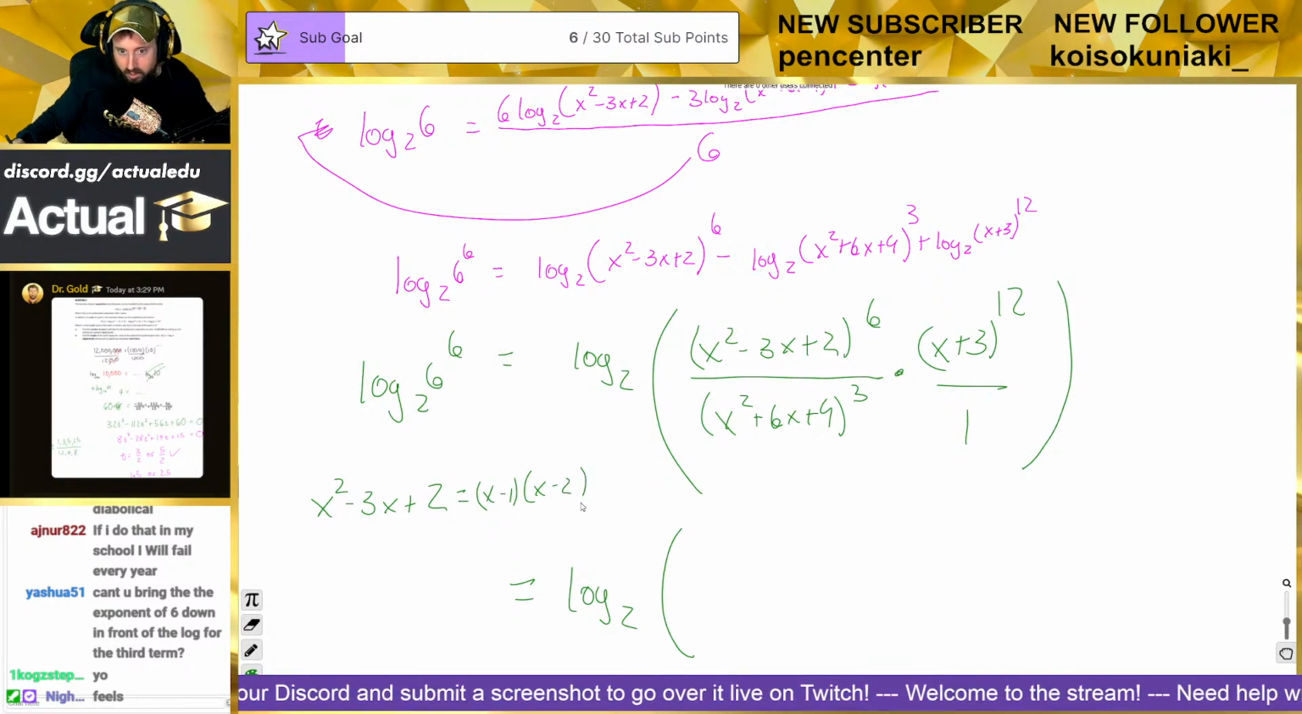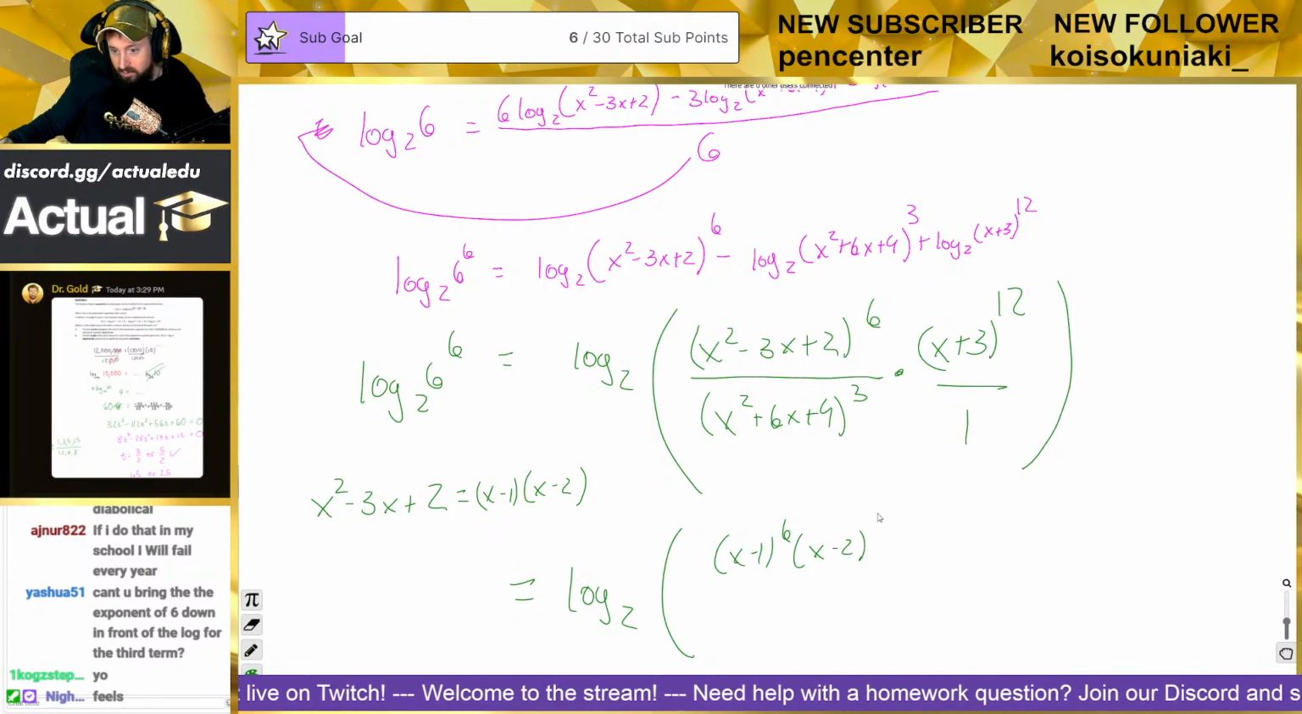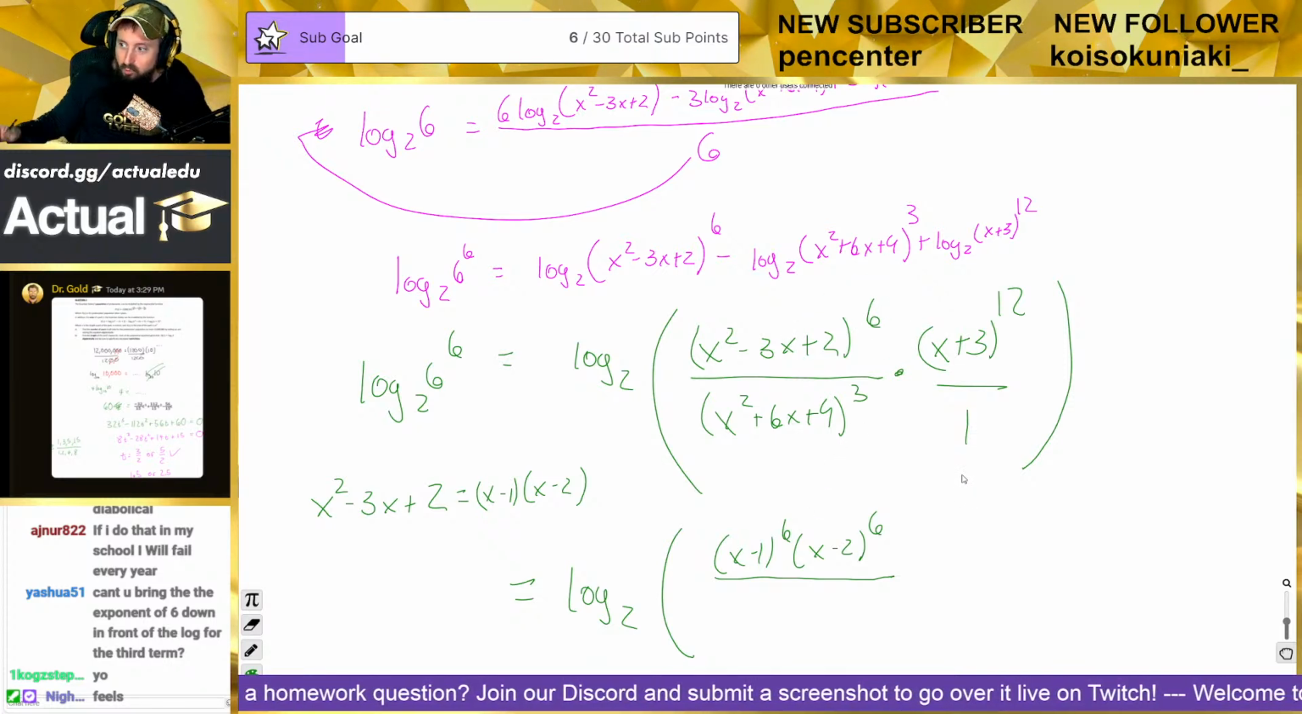Yeah, Mika got it. Good. Okay, but then that's all to the 6th. So I have x minus 1 to the 6th, x minus 2 to the 6th, over. And then what's this one? Yeah, these are quadratic functions. Well, actually, technically, they're really high degree, because it's a quadratic function to the 6th, which is super annoying.